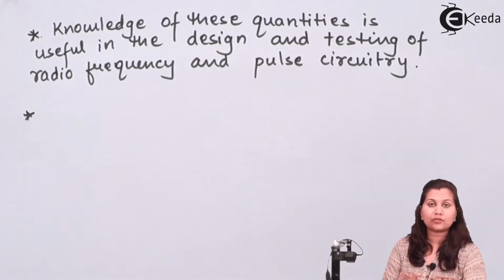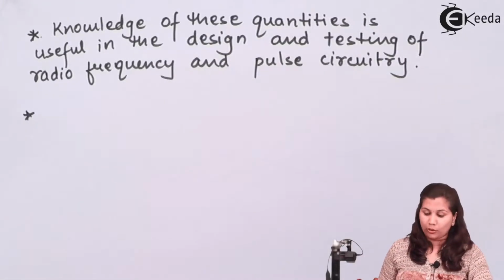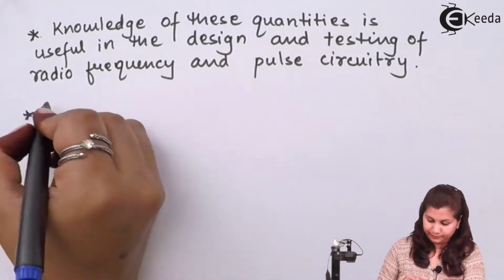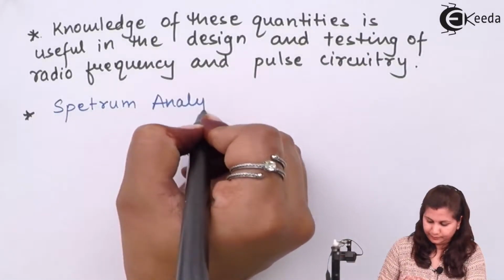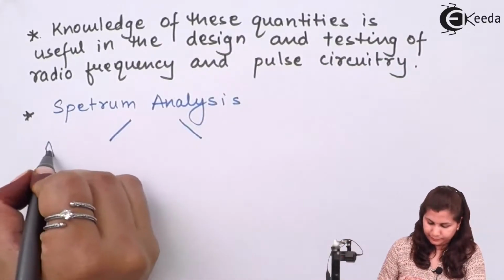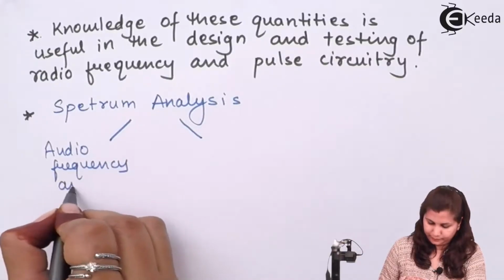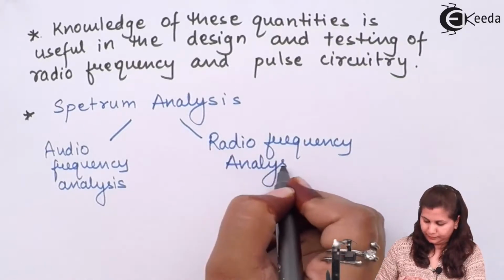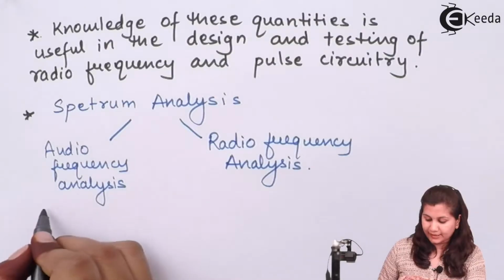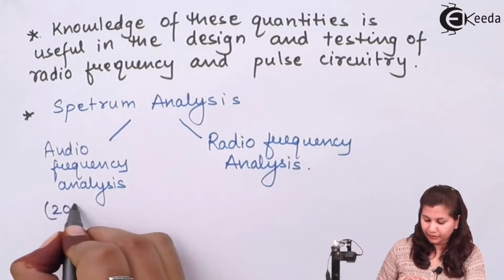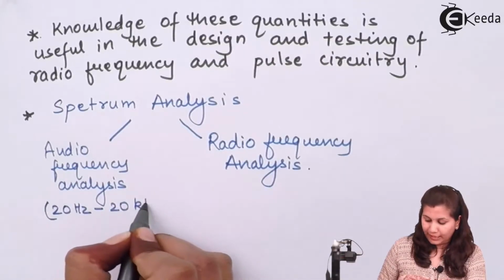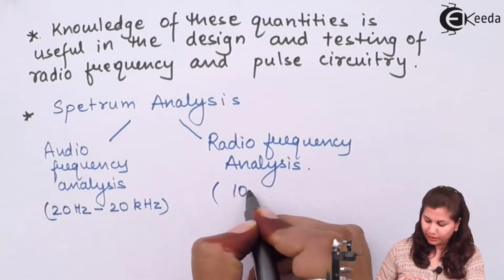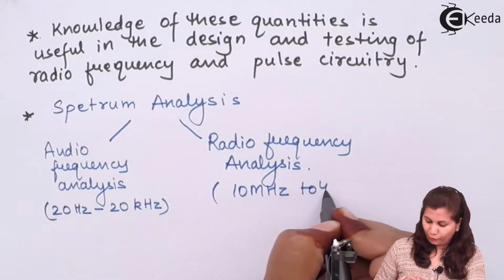Now the spectrum analysis of a signal is divided into two categories. One is the audio frequency analysis and another is the radio frequency analysis. Audio frequency analysis is in the audio frequency range, that is from 20 hertz to 20 kilohertz, whereas the radio frequency analysis covers the frequency range of 10 megahertz to 40 gigahertz.